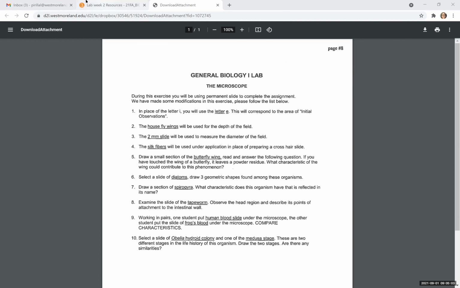Hello. I wanted to make a video explaining how to relate this page to the reading in the textbook and then also to what you'll be turning in for class.